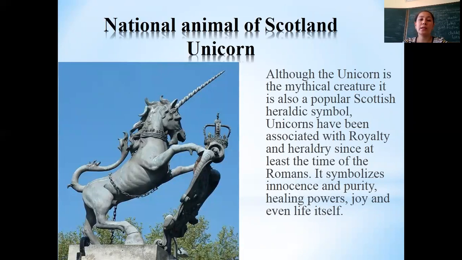So the next one is the national animal of Scotland. It is the unicorn. Although the unicorn is a mythical creature, it is also a popular Scottish heraldic symbol. They have been associated with royalty, and since at least the time of the Romans, it symbolized innocence, purity, healing powers, joy, and even life itself.